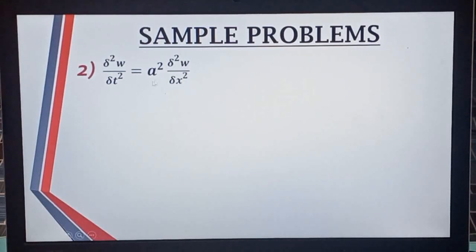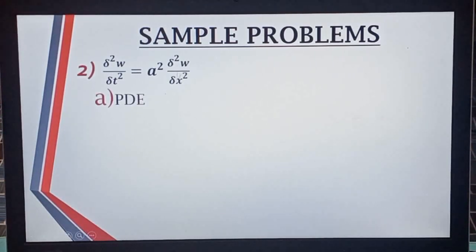Another example is you have the second partial of w with respect to t equals a squared multiplied to the second partial of w with respect to x.